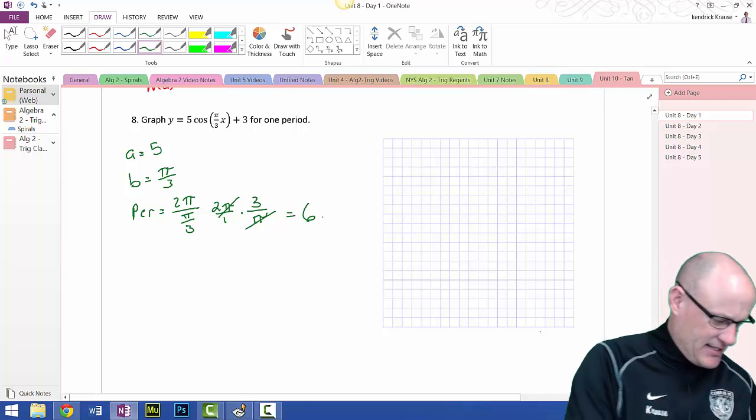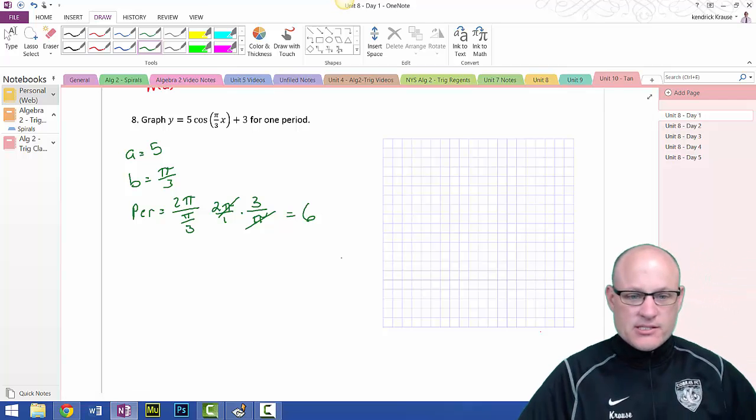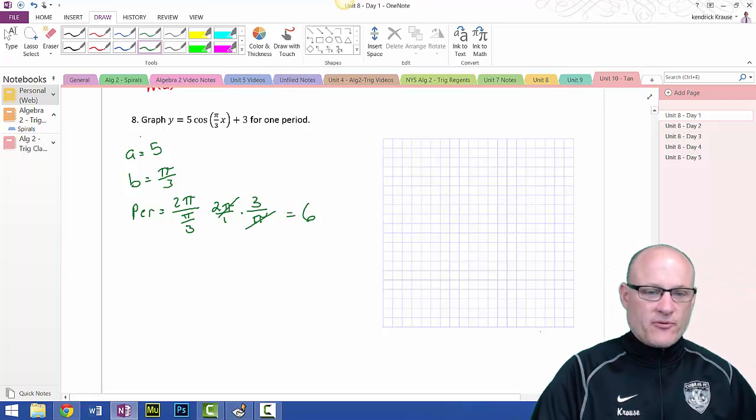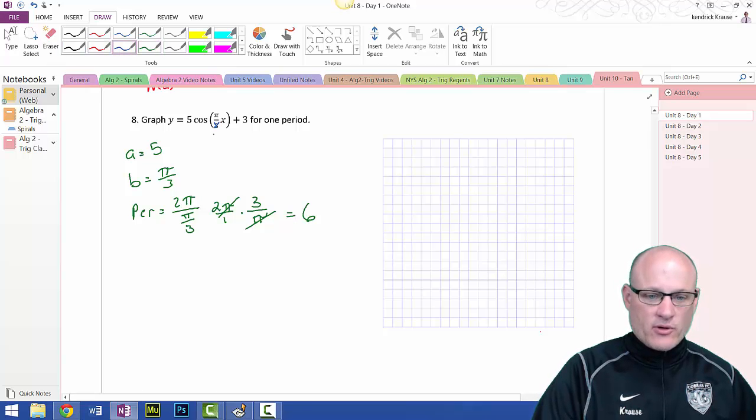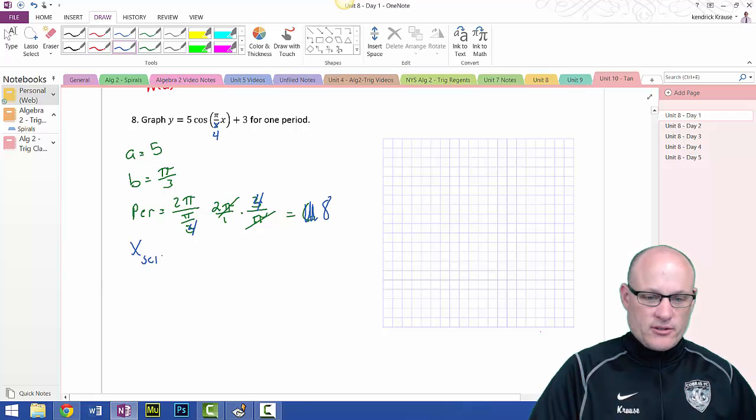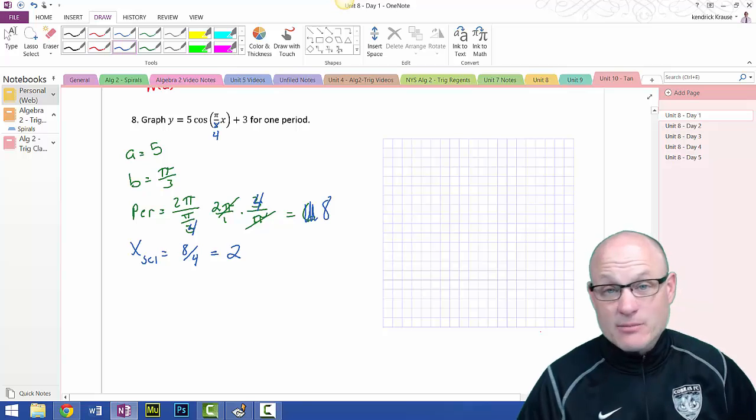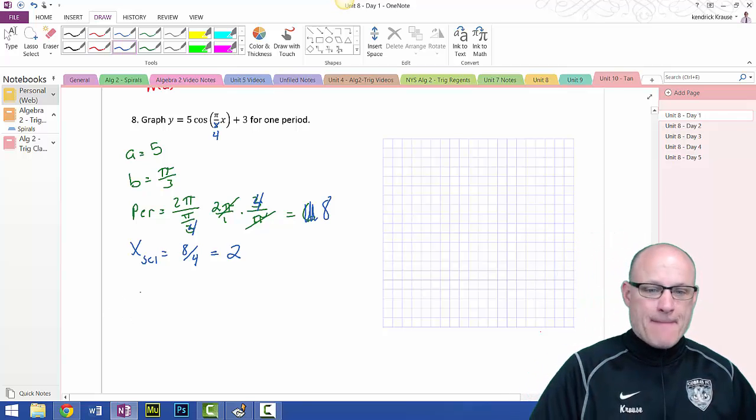Oh my gosh! I thought I switched this. This is supposed to be a 4. This will be switched on yours. So on yours it will be a 4. So 4 and 4 and 8. And you'll see why now. X scale equals 8 over 4, which is 2. So now I'm going to put a tick mark every 2.